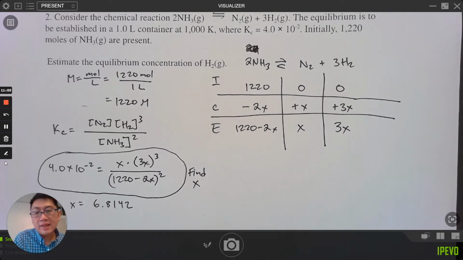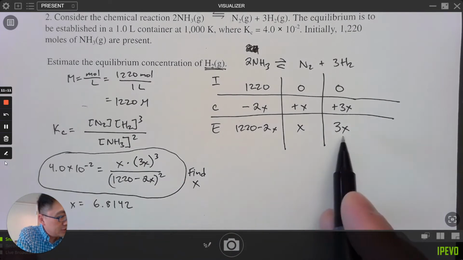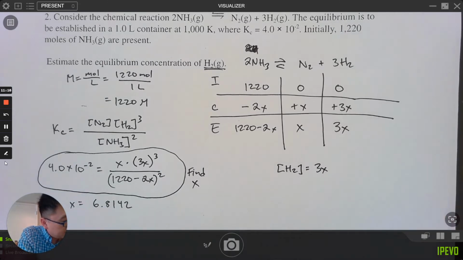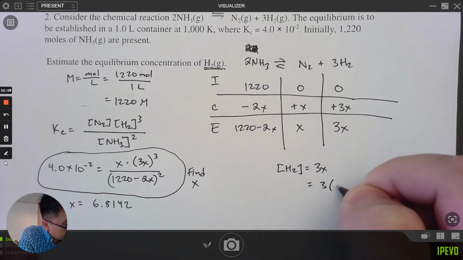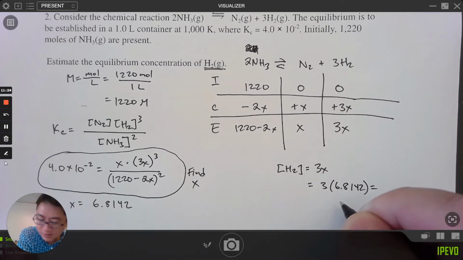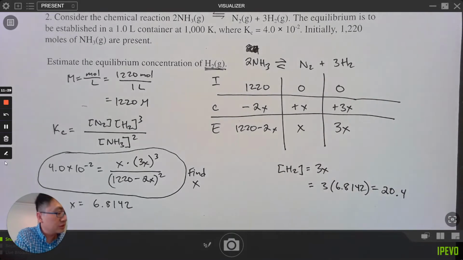Once I find x, this is actually really easy. The question is, what's the hydrogen concentration at equilibrium? The hydrogen concentration at equilibrium is 3 times x, x being 6.8142, or that is 20.4. Don't worry about sig figs right now, but 20.4, and I'm sure there are other digits. Units are molarity for concentration: 20.42.